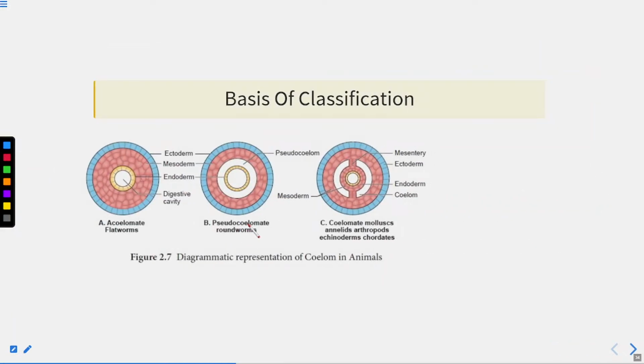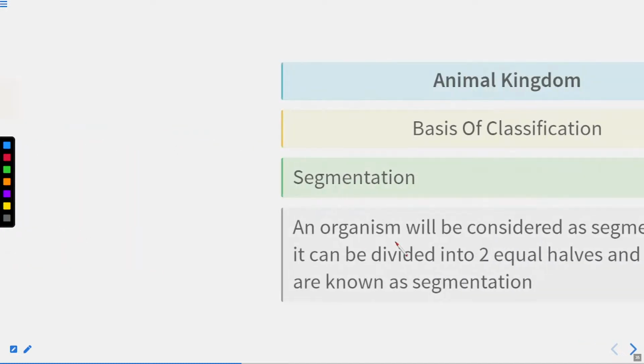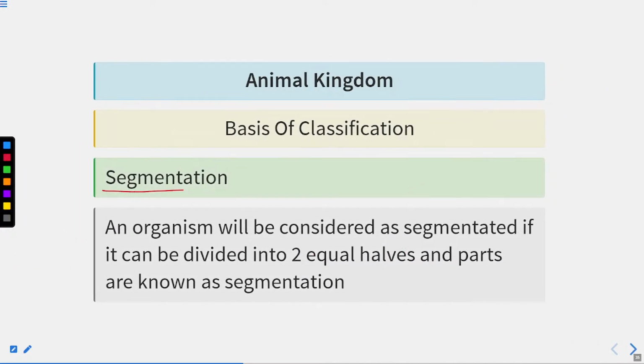Okay, so here you can see the coeloms in animals: acoelomates, pseudocoelomates, that is the roundworms, and coelomates, mollusks, annelids, arthropods, echinoderms, and chordates. Segmentation. An organism will be considered segmented if its body can be divided into equal halves and parts, and this is known as segmentation. There are many organisms that have a segmented body.